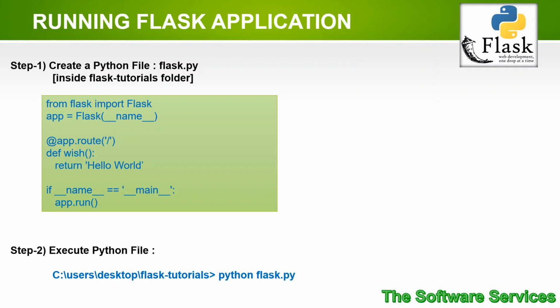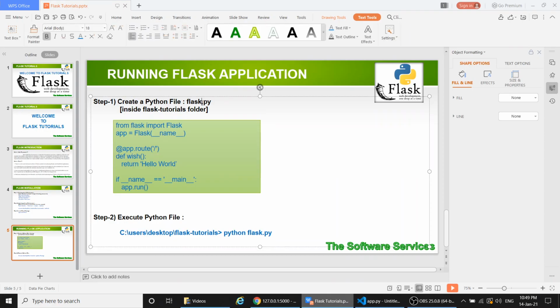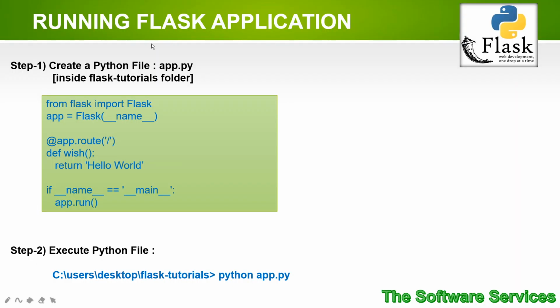Let me summarize this one before exiting. First of all, we created a Flask app. Let me rename this flask.py, since it is conflicting with this application. We need to modify it to app.py, and here also app.py. Other than flask.py, you can name this file any name you want.